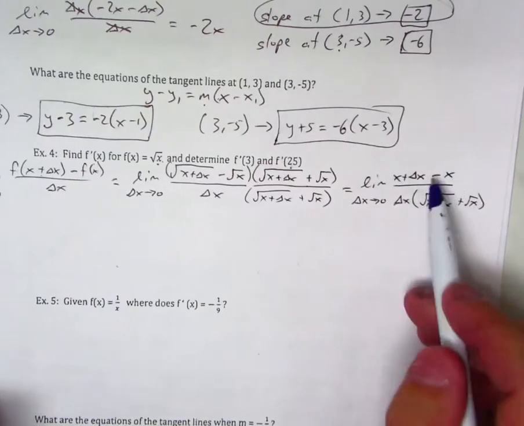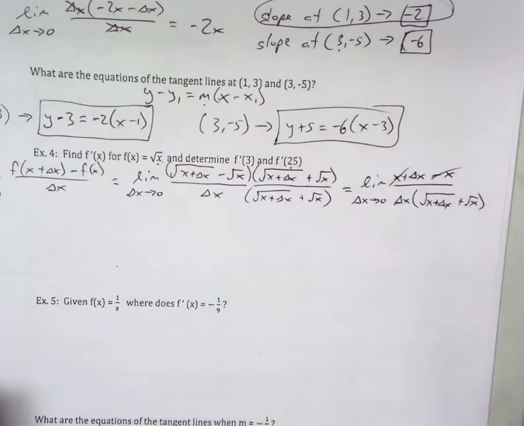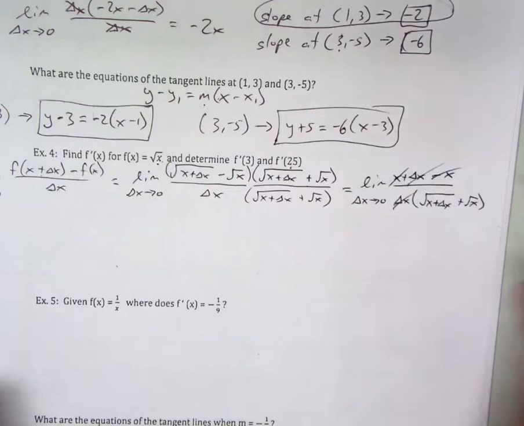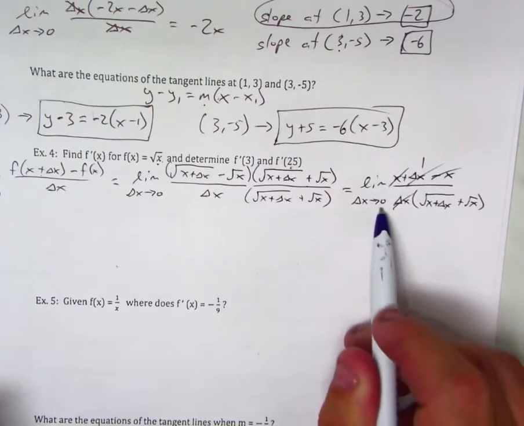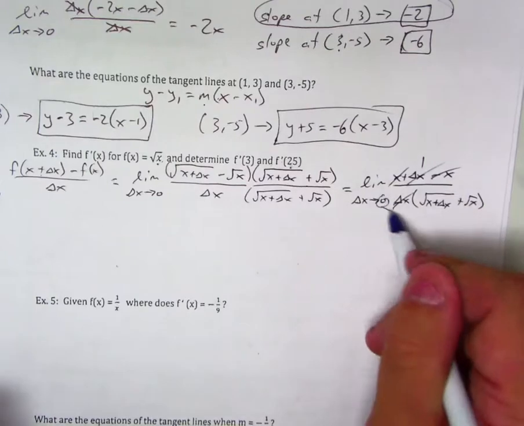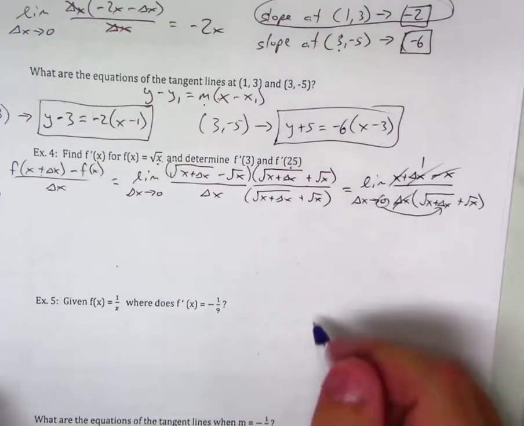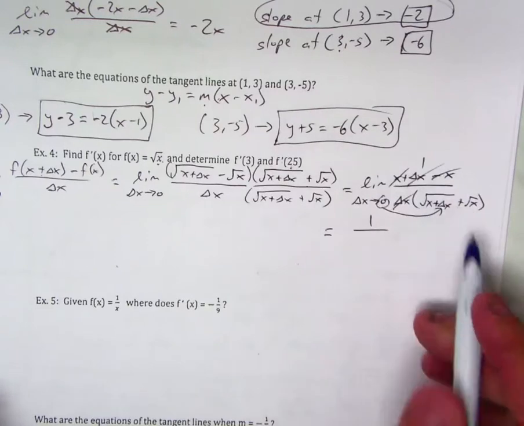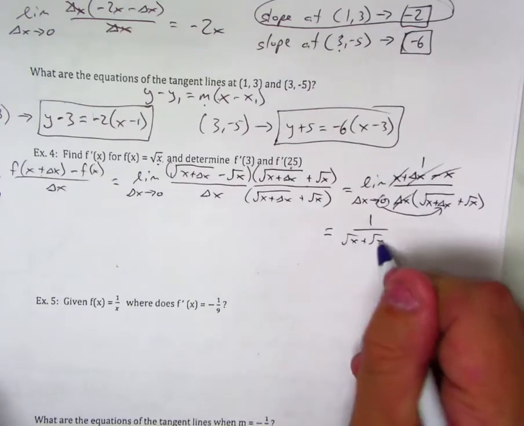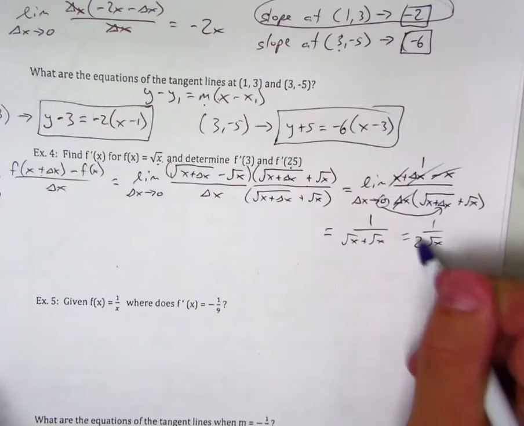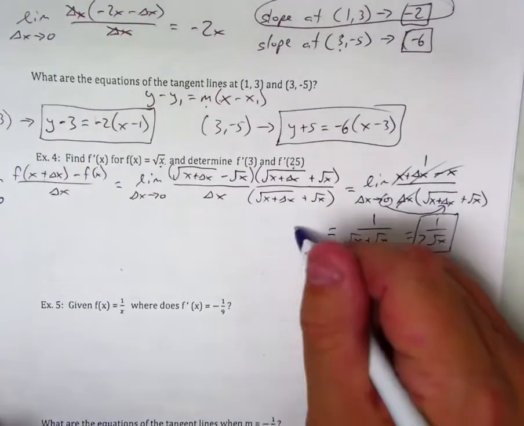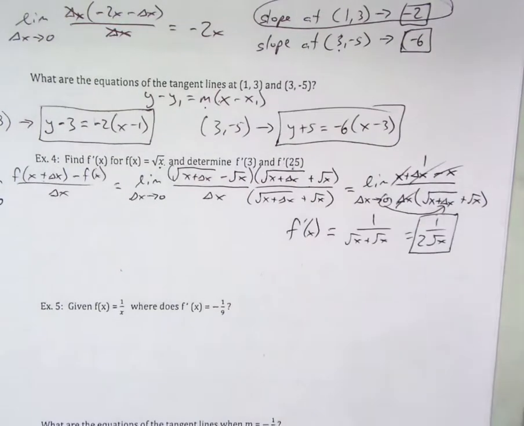X minus x, those cancel. So you have delta x over delta x. Those cancel. So you have 1 left in the numerator. Now we've accomplished the goal of getting rid of this. We could take 0 and plug it in for our delta x. So we get 1 over the square root of x plus the square root of x, which is 1 over 2 square root of x. This is f prime. This is the derivative. This is f prime of x. That's what we just found is the derivative of the function.